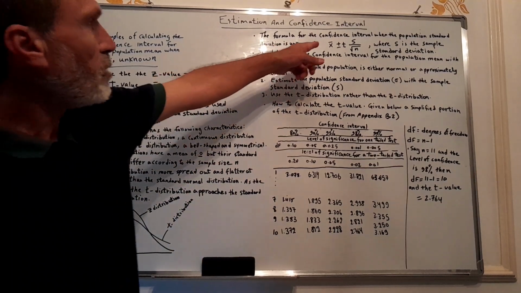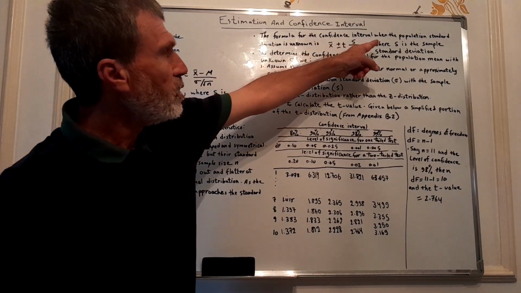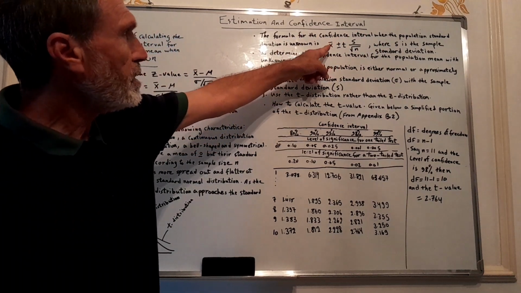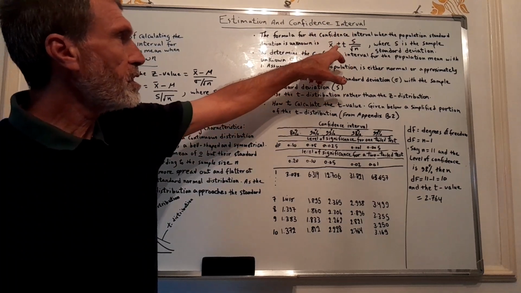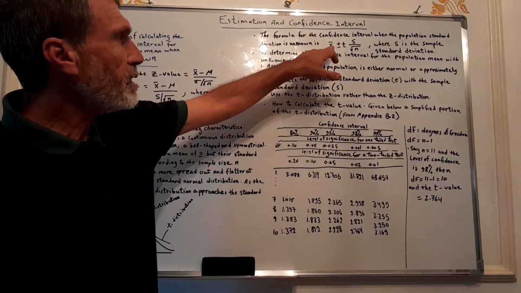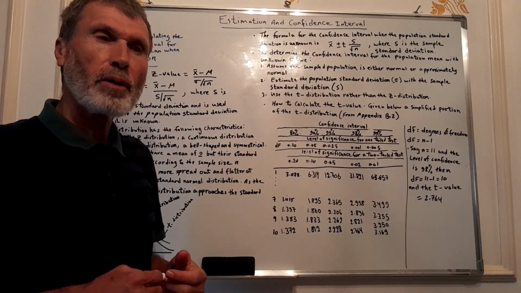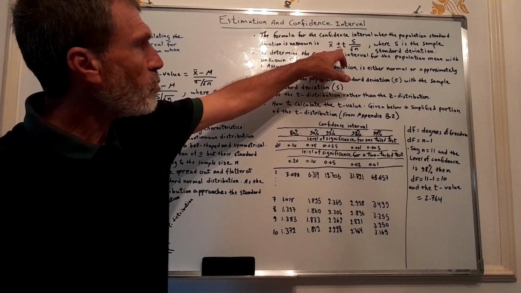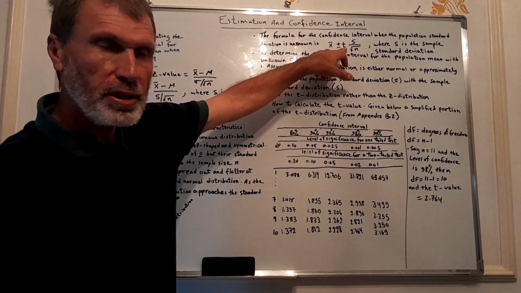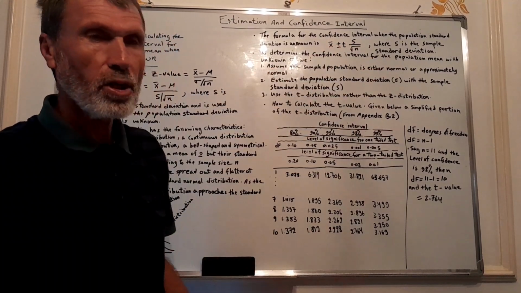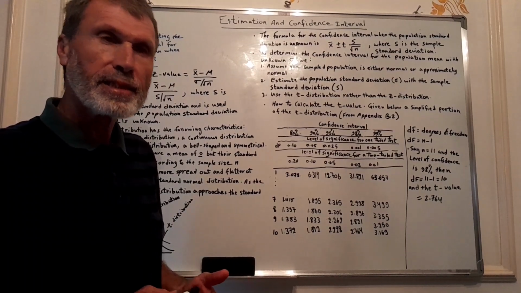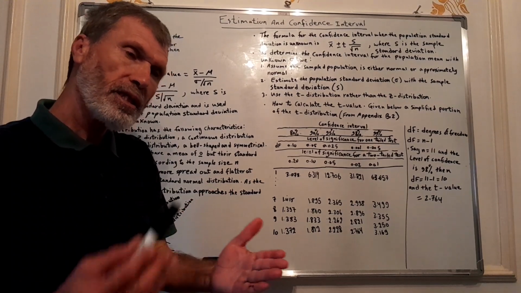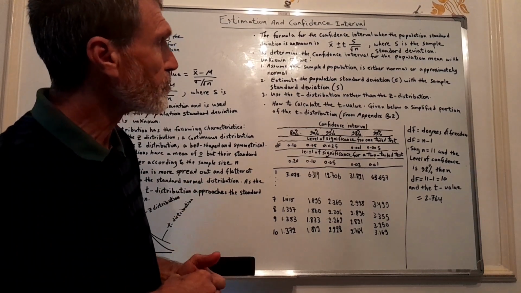The formula for the confidence interval when the population standard deviation is unknown is given by this. It is x bar plus or minus t, which is the t distribution value, times S over radical n, where S is the sample standard deviation, which is used to estimate the population standard deviation.